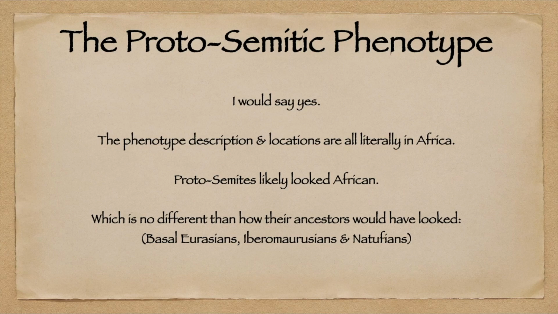Proto-Semites likely looked African, which is no different than how their ancestors would look, who would be the Basal Eurasians to the Ibero-Maurusians and the Natufians.